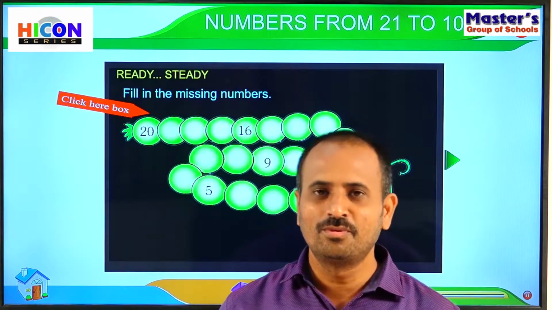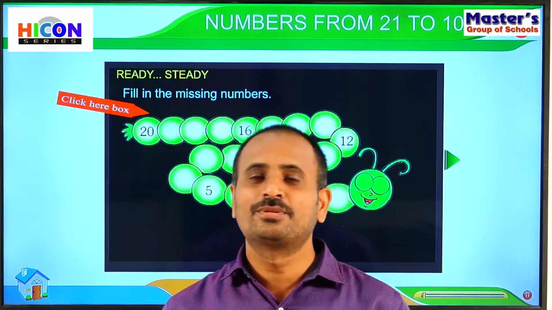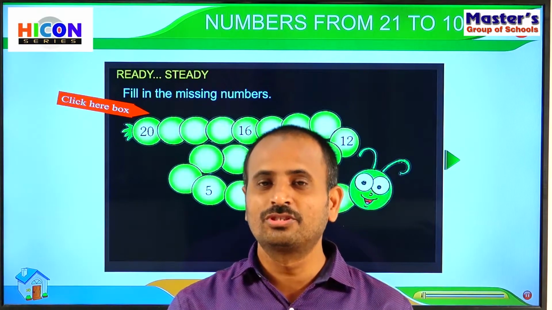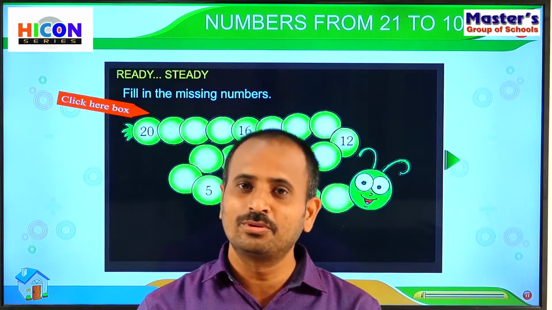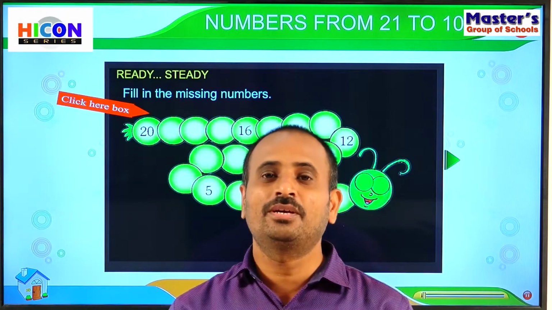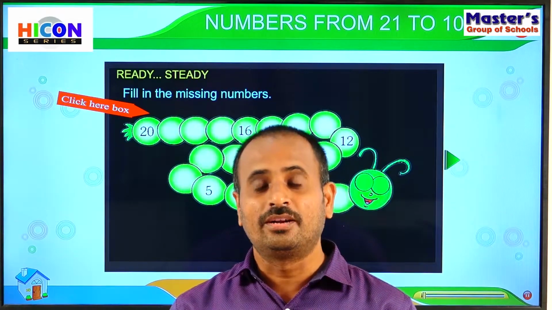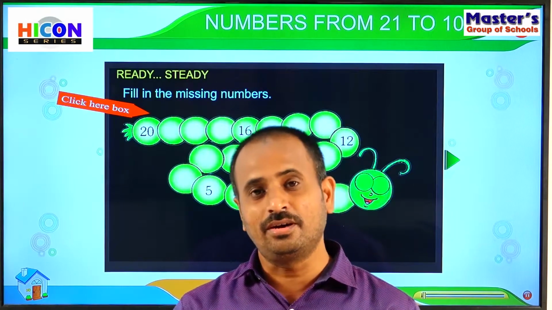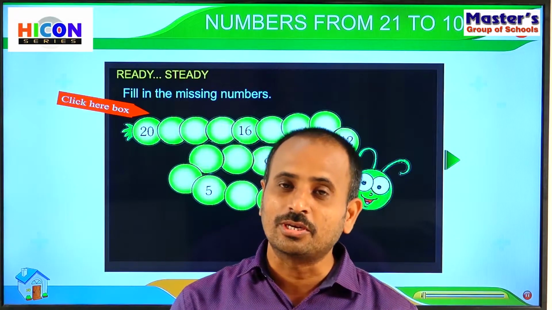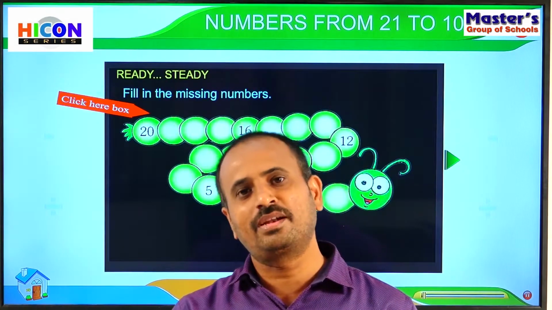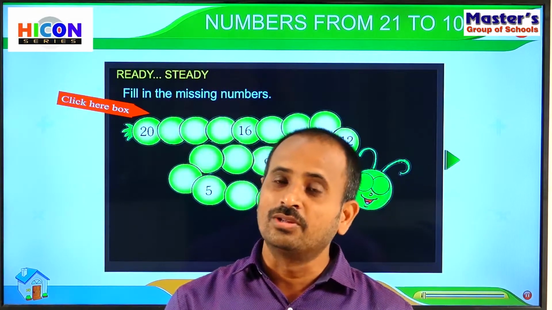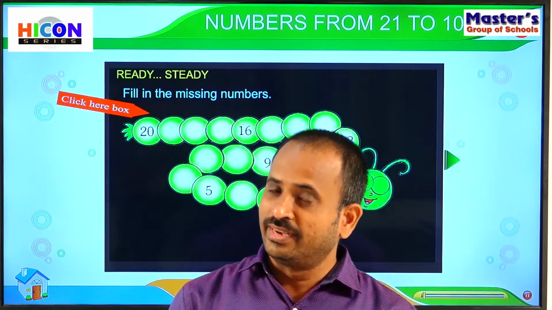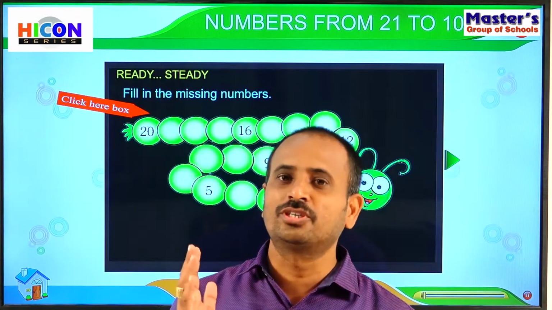Hi children, good morning. In the previous episodes we discussed the fourth chapter, subtraction up to 20. In that chapter you learned mainly two types of subtractions, horizontal subtraction and vertical subtraction, and how to subtract numbers on a number line, and also practiced some word problems. Now let us go to the next chapter, the fifth chapter.